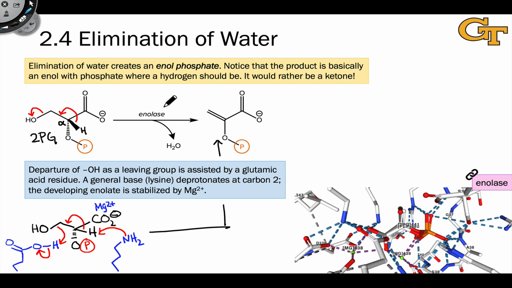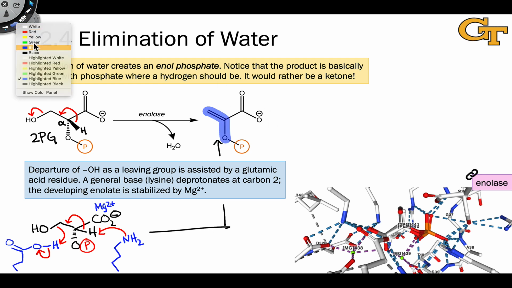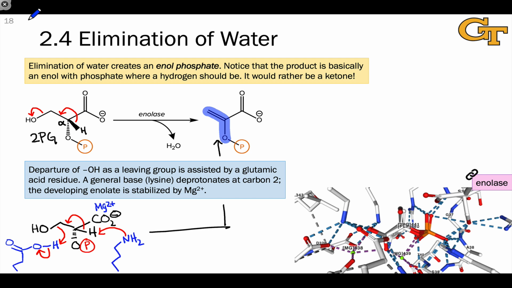And this product contains a resonance-stabilized leaving group linked to the phosphoryl group. Furthermore, this product, if we focus just on the portion highlighted in blue, looks a lot like an enol. It looks a lot like an enol, just with a phosphate group where a hydrogen should be. It almost looks like an enol that's frozen in this form via the presence of this phosphate group.